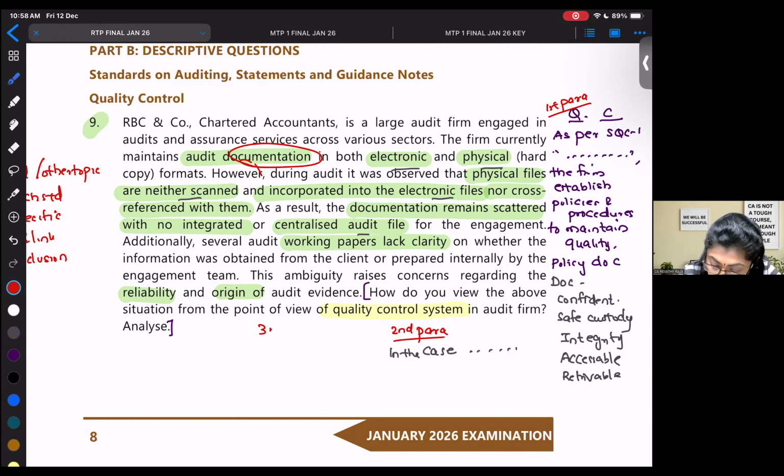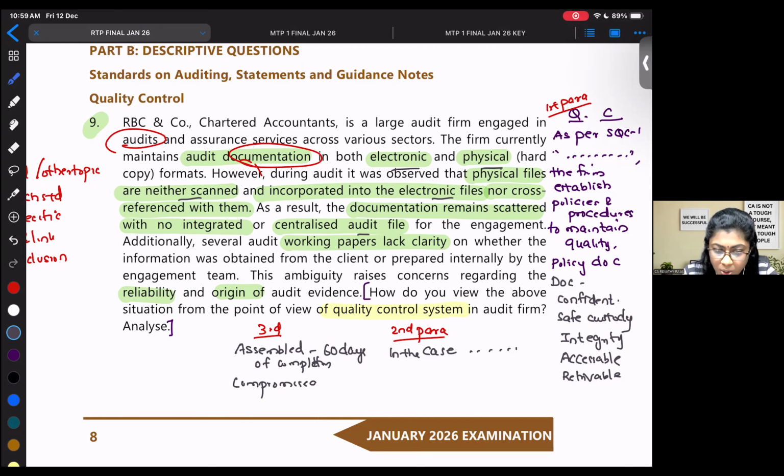Then, third para. But in the audit, documentation should be assembled within, anyone? It should be assembled within dash days. In audit, documentation should be assembled within 60 days, on a timely basis, within 60 days of completion. Here it is scattered and not proper. Okay. So they have compromised. Compromise means they have not done it. They compromised the integrity of information.